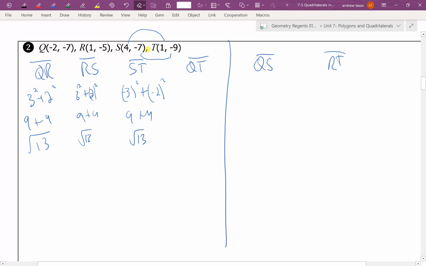And finally we have QT. So we have the change in x being 3 squared, and the change in y is negative 2 squared. So you have 9 and 4, which is radical 13. Okay.